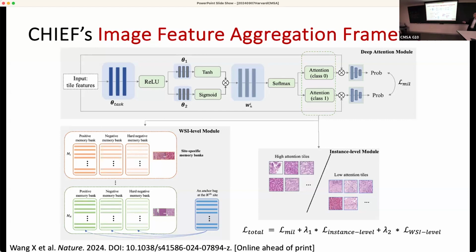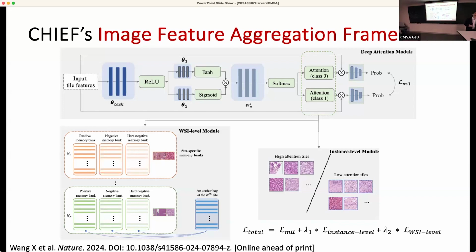And we further incorporate information from this instance level module back into our attention learning system. And the last module here is the whole slide image level module. So here we use contrastive learning to compare our task at hand, the input slide, the input sample that we are trying to classify as the anchor bag, and we compare it with our existing features extracted from the previous batch of the samples. So essentially here we define three types of subset and store them in our memory bank.